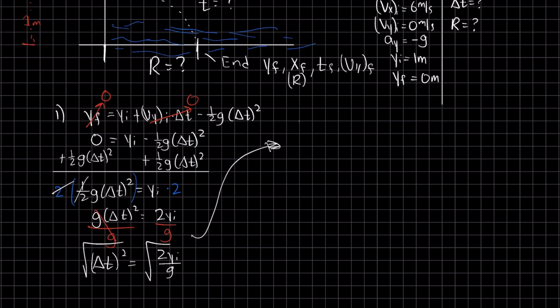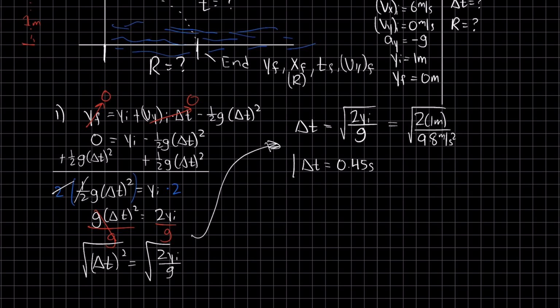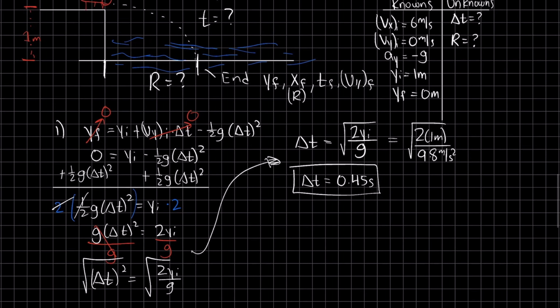That's going to give me that this time interval is going to be the positive root of 2 times the initial vertical position divided by g. Now, I'm deciding not to use the negative root because I have no use for negative time. So to solve, it's going to be the square root of 2 times 1 meter divided by 9.8 meters per second squared. Therefore, the amount of time that it takes for this dog to fall is 0.45 seconds. That is the time interval for this projectile. And that answers question number 1.